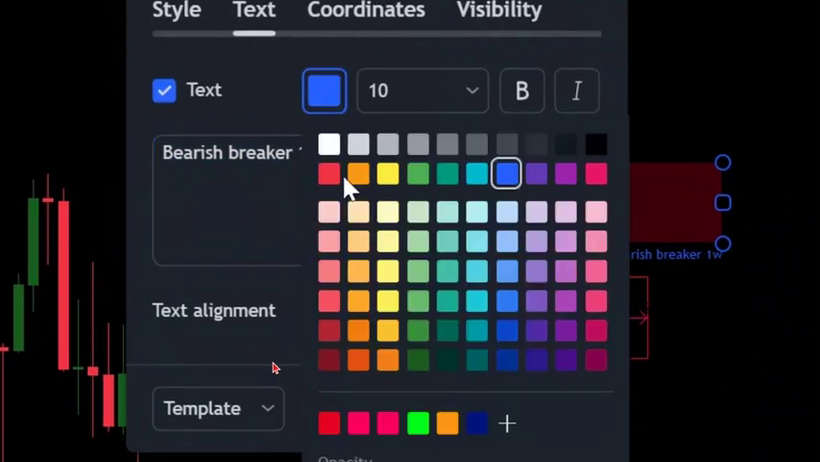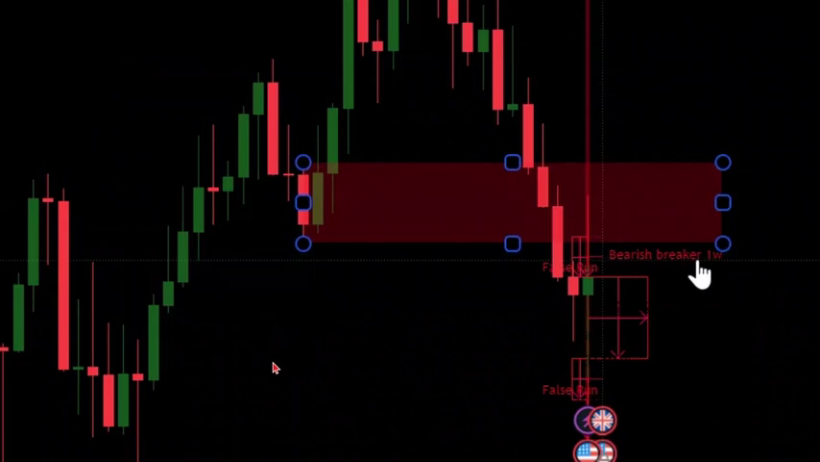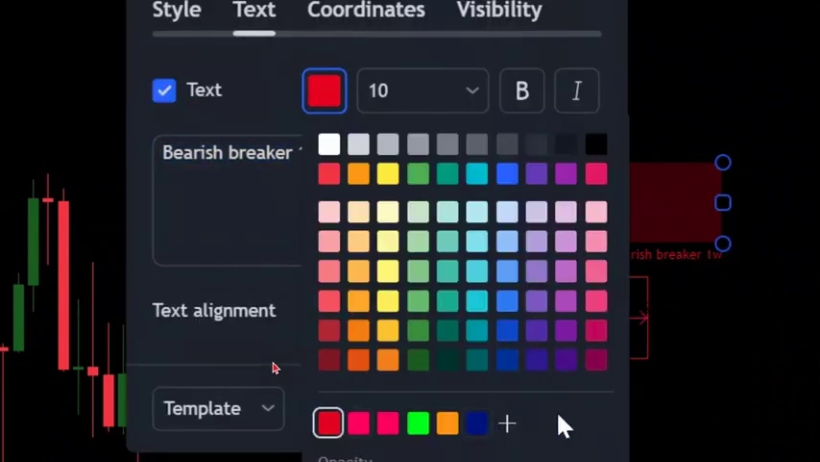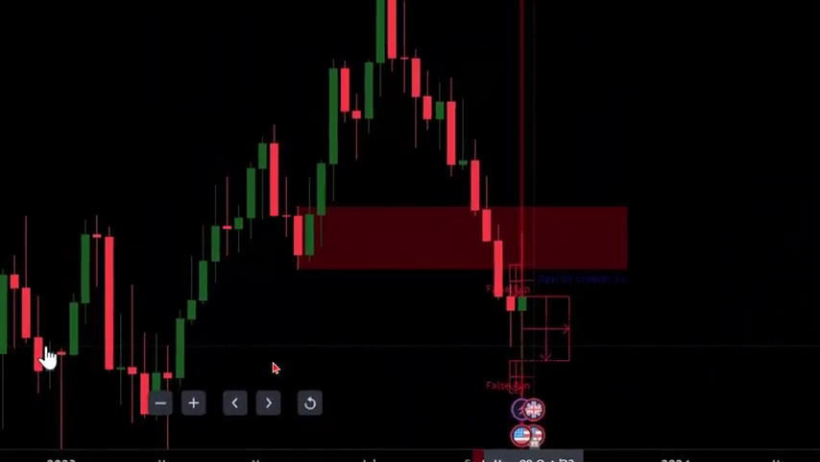Okay. So now we need to start marking up some order blocks as well. You would label that blue, right? Because the weekly order block is blue. All right. So now where's the most recent bearish order block at?